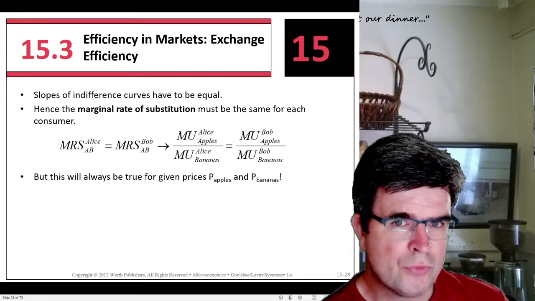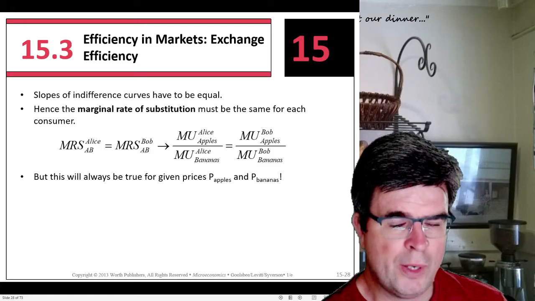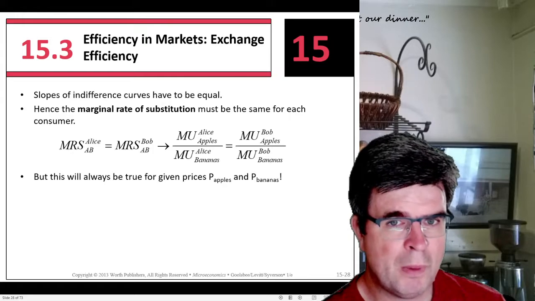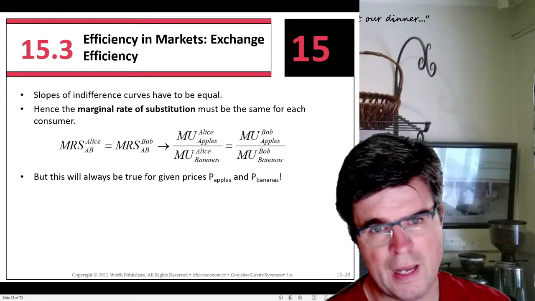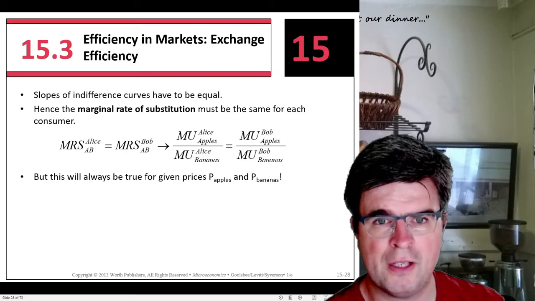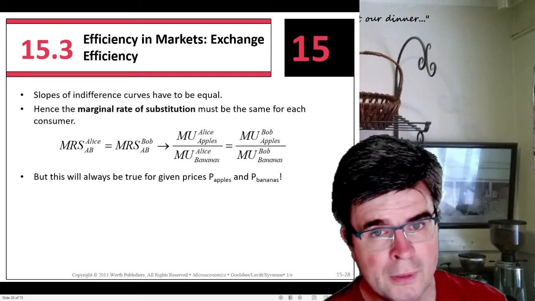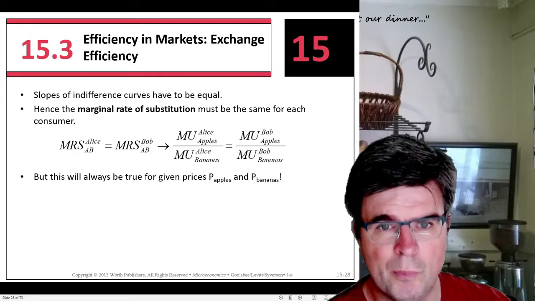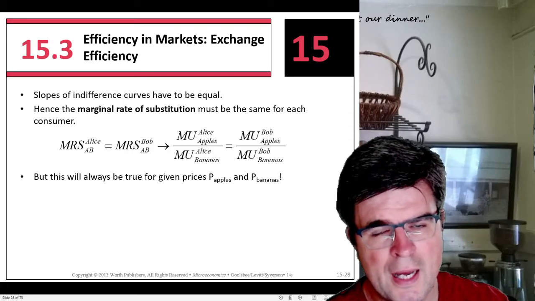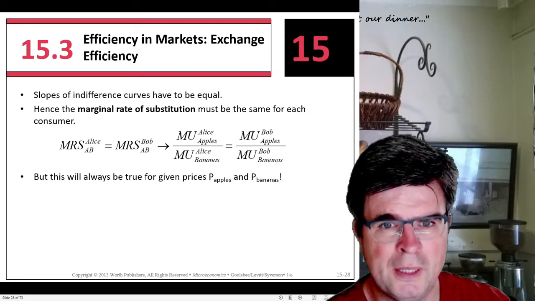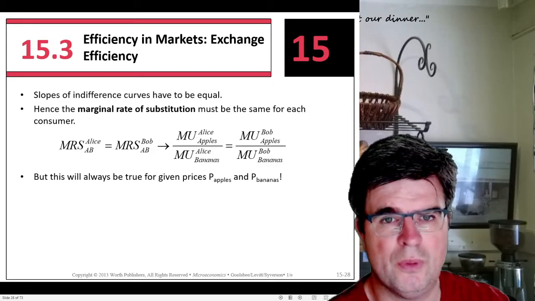But we know from the previous lecture that when Alice is confronted with the price of apples and bananas, she will buy from her budget just the amount of apples and bananas such that the ratio of marginal utilities of apples and bananas is equal to the price ratio of the two goods. Bob, being in the same market, being confronted with the same prices of apples and bananas, will do the same. He will buy apples and bananas in such a way that his ratio of marginal utilities of apples and bananas equals the price ratio of the two.